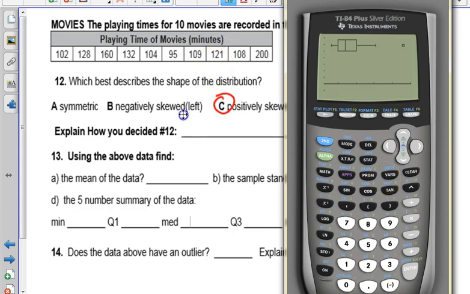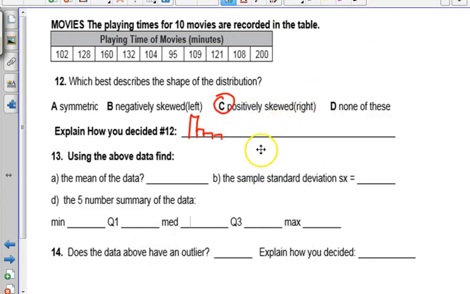How are you going to explain this? You could draw me a little sketch and say the tail is dragged to the right. Most of the data is on the left. I used a histogram, or the right whisker is much longer on a box and whisker. It does ask you how, okay? Tomorrow? I want to know that you didn't guess, that you looked at something.